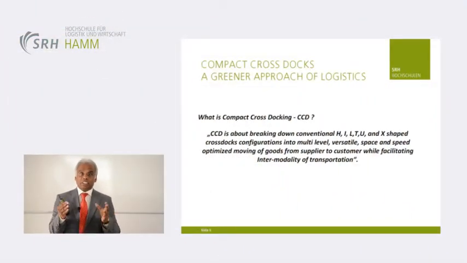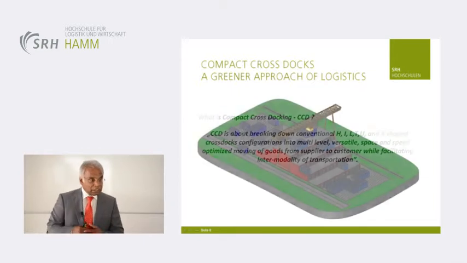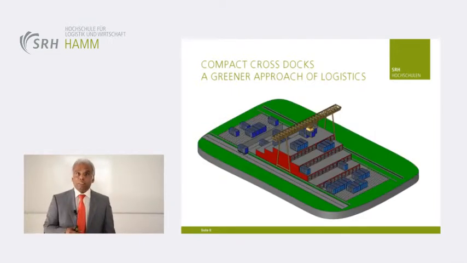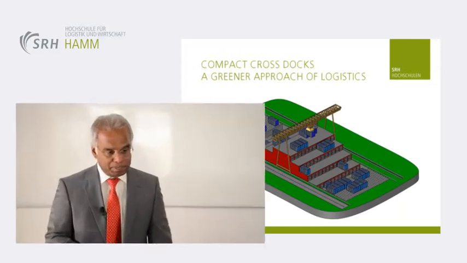Now, what is compact cross-docking? The word itself says compact. It's about breaking down the conventional I, L, U, T shapes. It is a multi-level, versatile, space and speed optimized moving of goods and permits intermodality. How does it look? For this purpose, the building is built on multiple levels, and the material is transported not only with the conventional material movers, but also using an overhead crane.